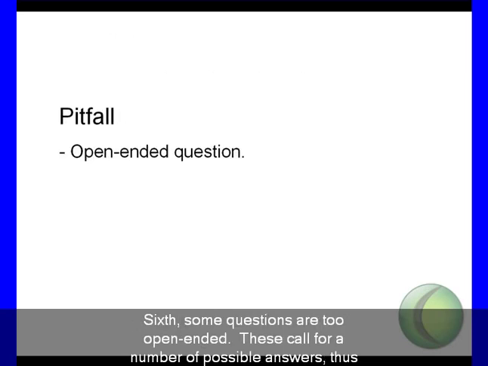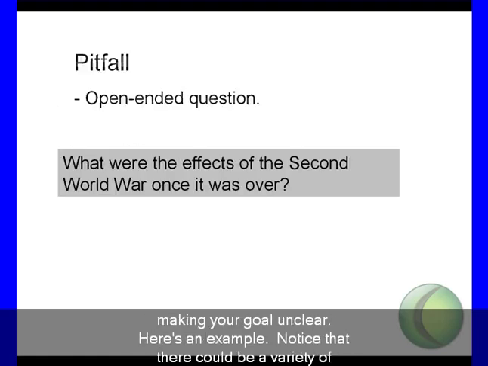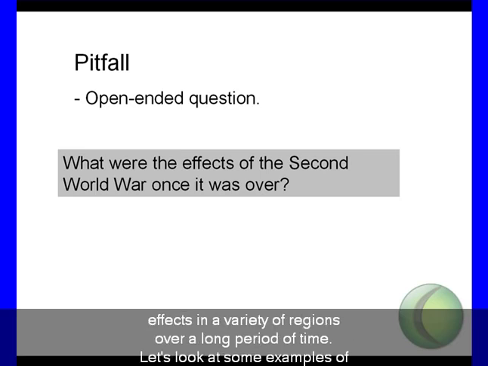Sixth, some questions are too open-ended. These call for a number of possible answers, thus making your goal unclear. Here's an example. Notice that there could be a variety of effects in a variety of regions over a long period of time.